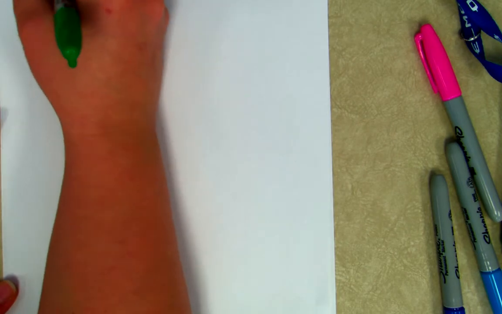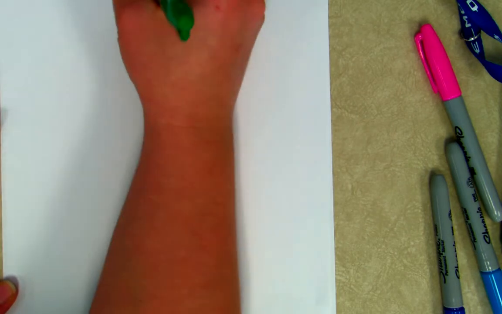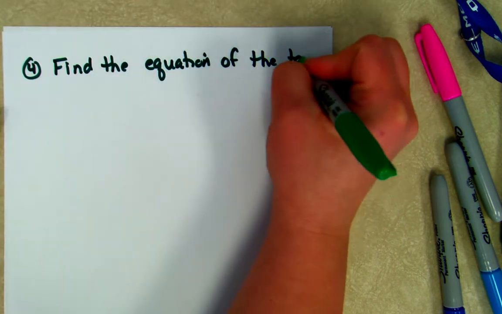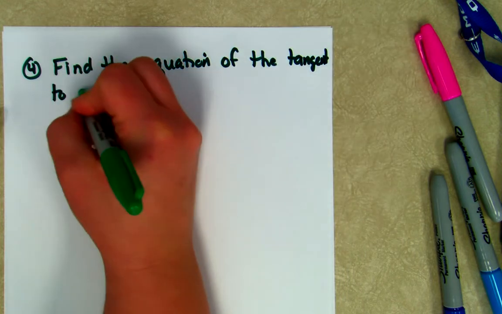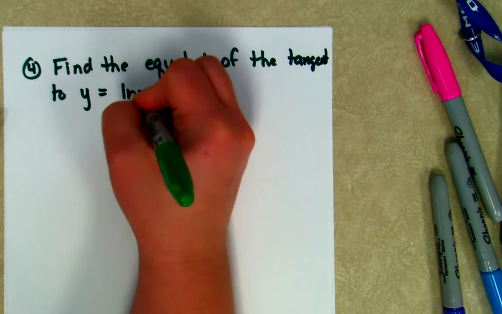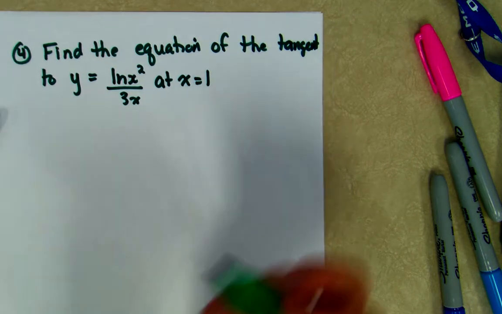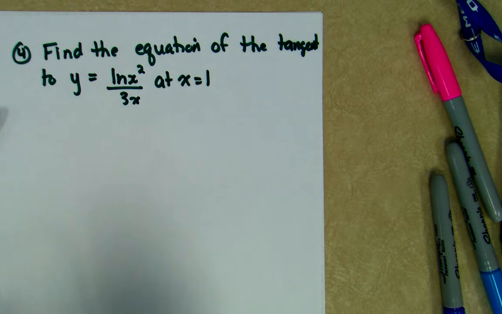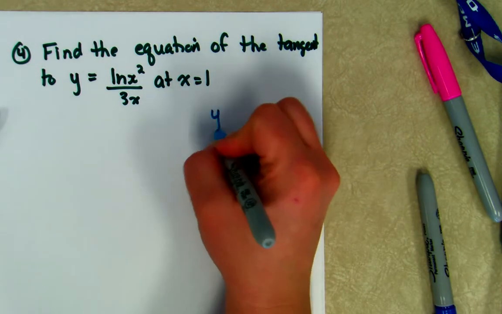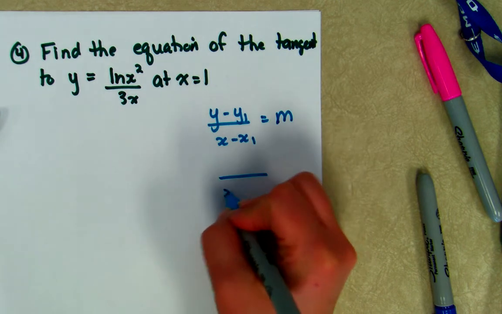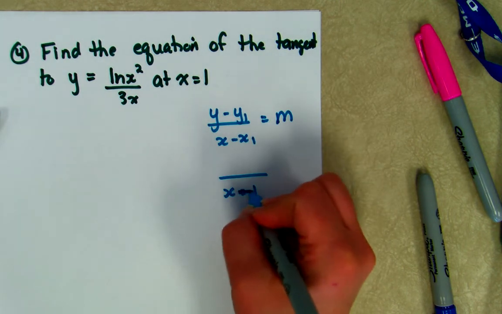We'll do one more example with the equation of a tangent. So find the equation of the tangent to y equals ln of x squared over 3x at x equals 1. Equation of a tangent is modified slope. So I have y minus y1 over x minus x1 equals m. My x is 1, so that's going to be x minus 1.